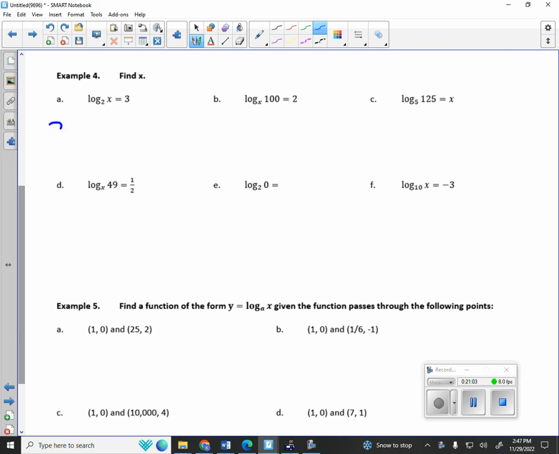This would be 2 to the 3rd power is equal to x. So if you're having trouble understanding a logarithm, think of the exponential. So what is x? X is 8. Go ahead and try B and C on your own.